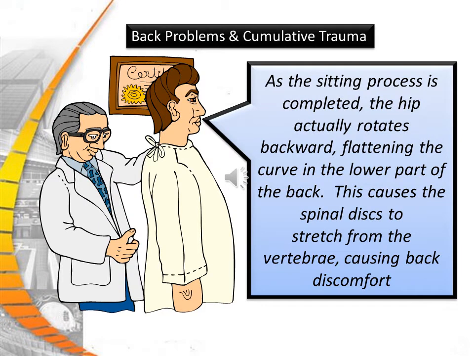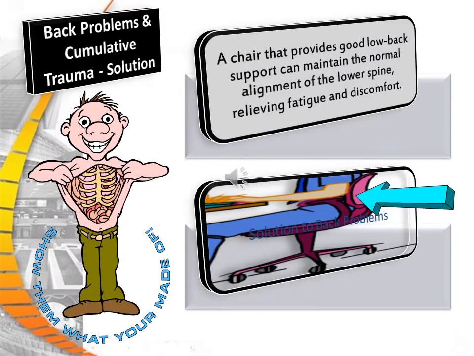When the sitting posture is assumed, the hip actually rotates backward, flattening the curve of the lower back. This causes spinal discs to stretch from the vertebrae, causing discomfort. A chair that provides good lower back support can maintain normal alignment of the lower spine, relieving fatigue and discomfort.